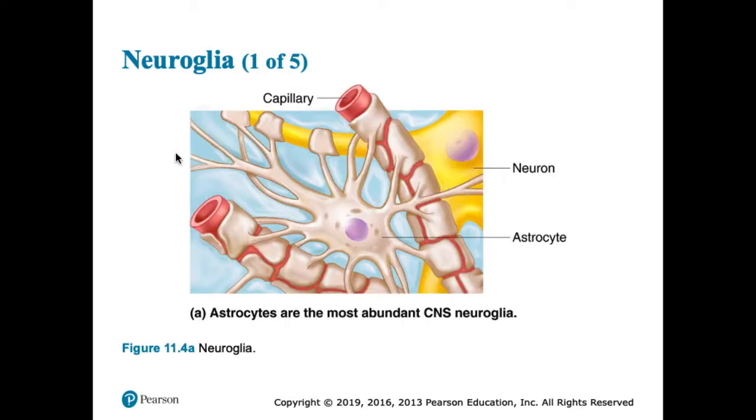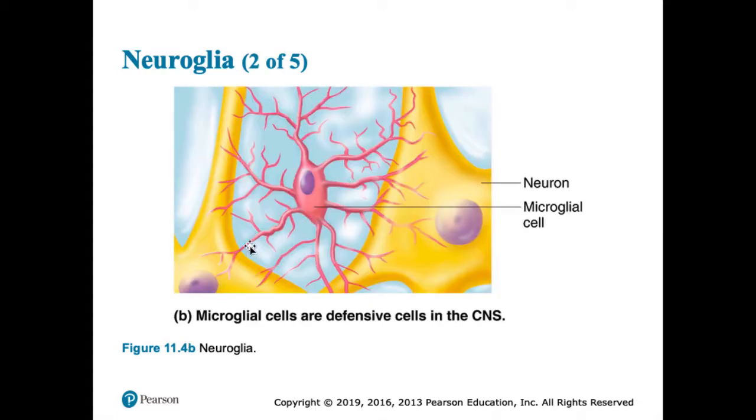And so what you can see here is a neuron. And here is one of those astrocytes. And you can see how those astrocytes, they're the most abundant CNS neuroglia. You can see the wrappings around those capillaries and how they're really connected. So that's that support cell for that neuron. And also microglial cells, those are the defensive cells in the CNS. So you can kind of see, here's that neuron and here's that innervation of that microglial cell.